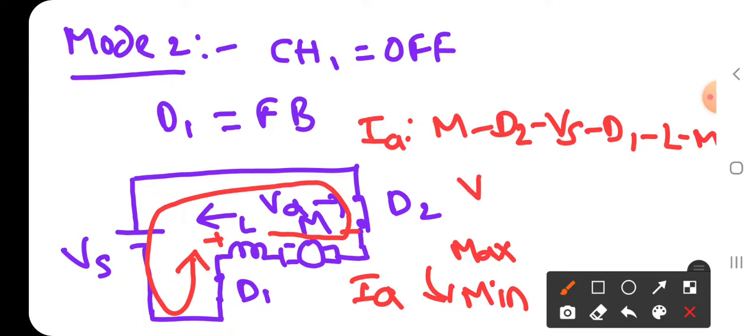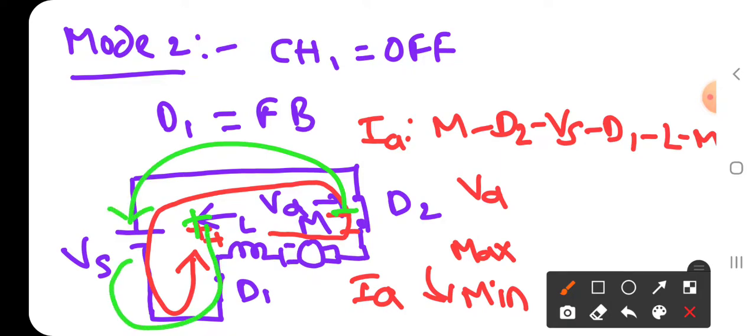Okay, and here what is Va? Here Va negative is connected to Vs positive. This is Va negative and here it is Va positive. Just let me clearly mention with one more color. Va negative is connected to Vs positive and Va positive is connected to Vs negative. Therefore, Va is equal to minus Vs. Okay. Next.